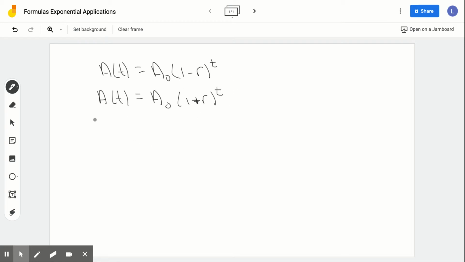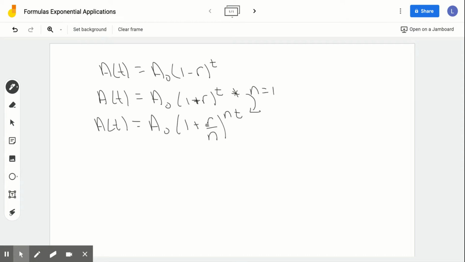So both of those are if it's increasing or decreasing once a year. But let's say interest is compounded a different number of times a year. So 1 plus r over n, to the nt. So if interest is compounded twice a year, then n would be 2. If it's compounded quarterly, n would be 4. If it's compounded monthly, n would be 12. So n is the number of times a year it's compounded. So really, this formula here is the same as that formula there, where n is 1, so once a year.